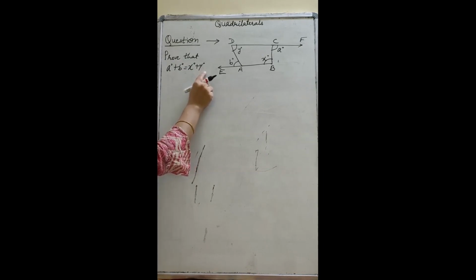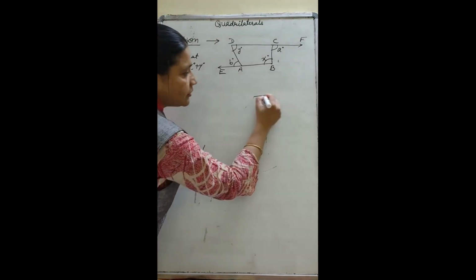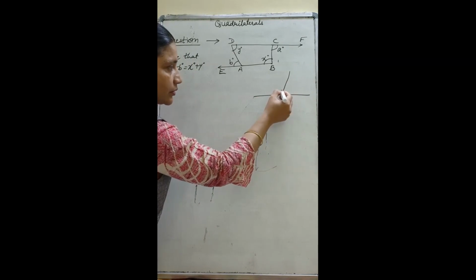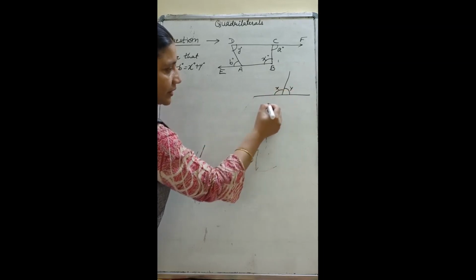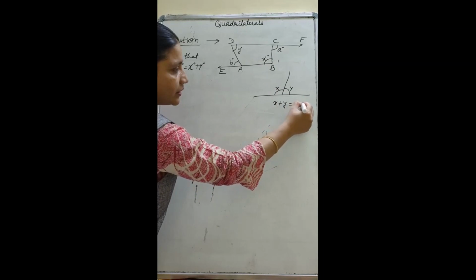For proving this, we will use the linear pair property. In the linear pair property, on a straight line, two angles are formed, and the sum of these two angles, I am writing here this is x and this one y, is equal to 180 degrees.